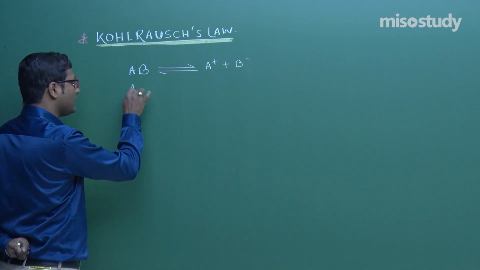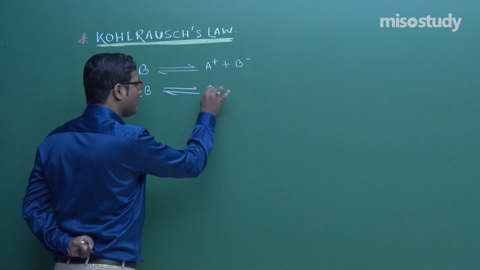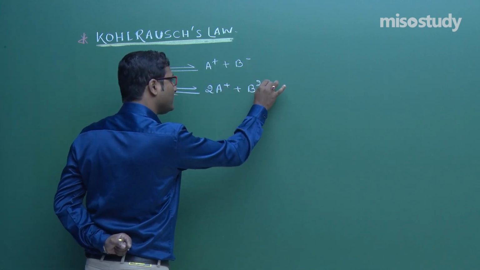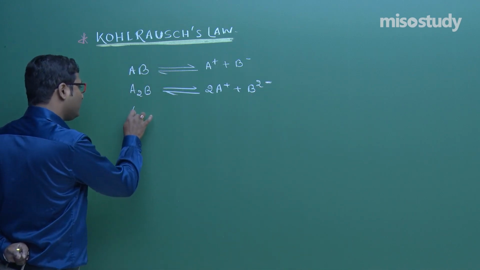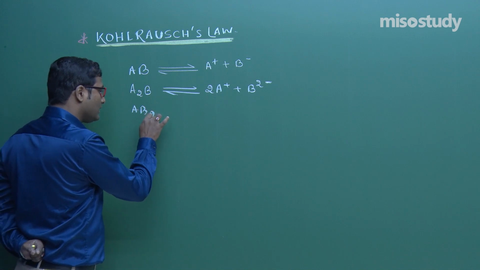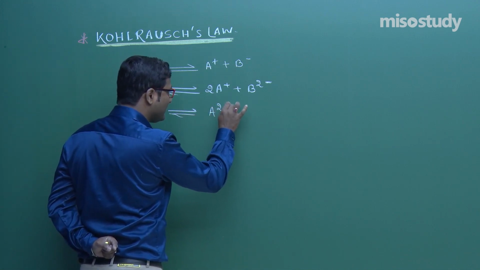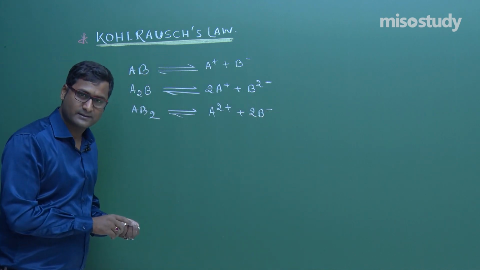If I write A2B, then definitely it will dissociate like this, my friend, 2A plus and B2 minus. Clear? Now, if I write AB2, then it will dissociate like this, A2 plus and 2B minus. That is, it will dissociate into ions.